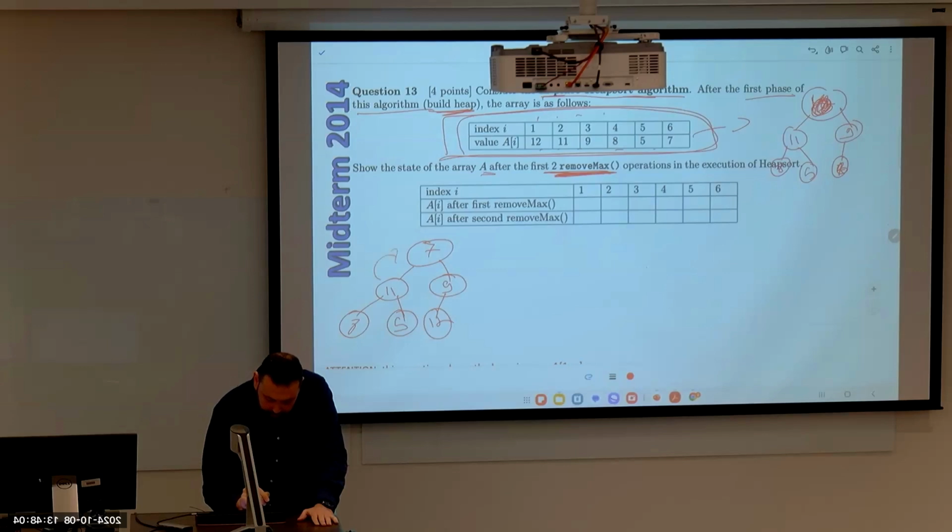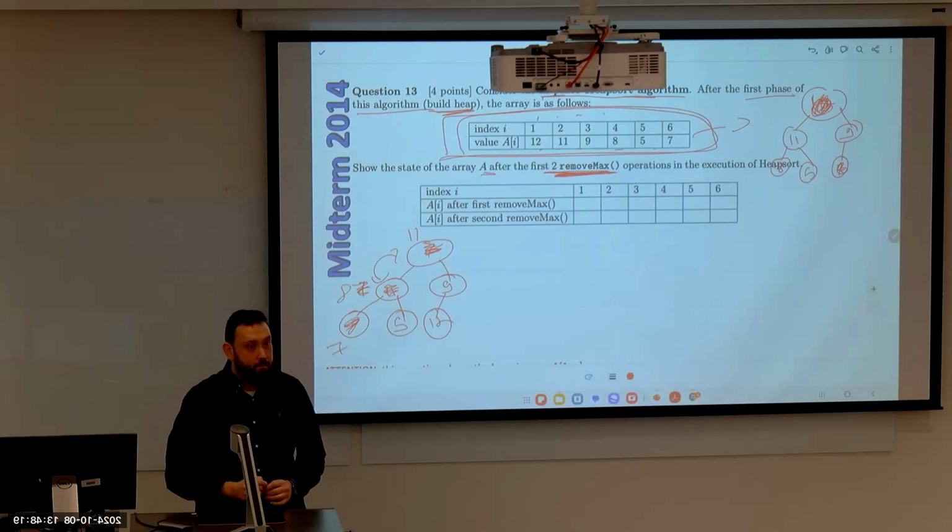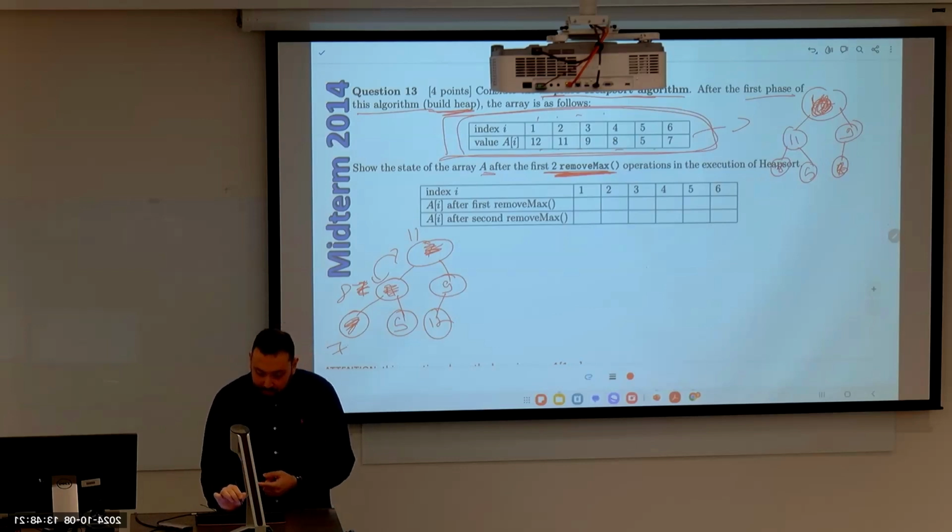We're going to switch it with this. So I'm going to end up with having 11 and 7. Is this a max heap? Still no, I have an 8 here. So this is 8, this is 7. Is this a max heap? Yes. So now I can actually write it here. So I have 11, 8, 9, 7, 5, 12.